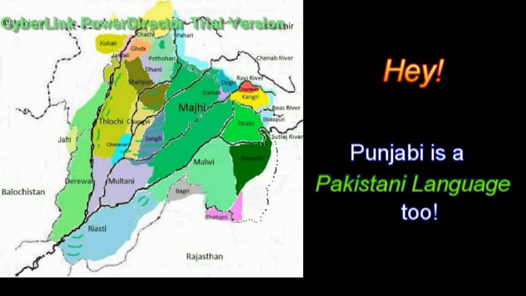Hello everyone. So as you can see, the title of this video is "Hey, Punjabi is a Pakistani language too." Perhaps a better title would have been "Punjabi is a language of Punjab, which just so happens to have been divided between India and Pakistan in 1947," but YouTube wouldn't accept a title of such length. So, let's just jump right in here.